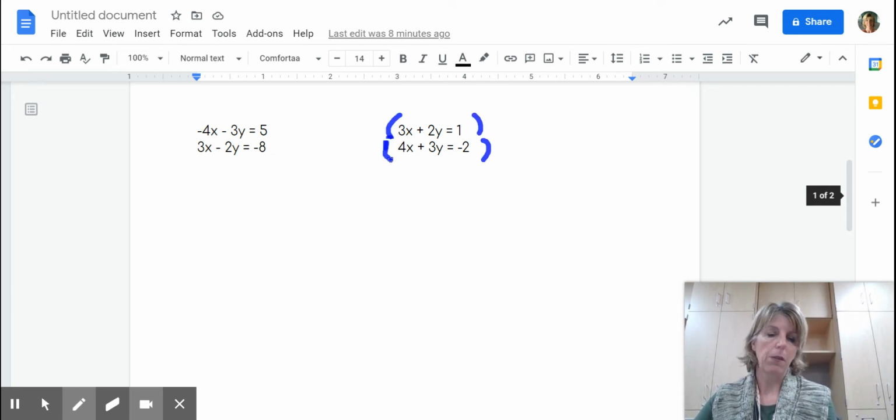There are a couple of different ways you could do it. For example, in this one, I could have made these both 12s. I could have multiplied so that I would have gotten -12 and +12. I could have done that.